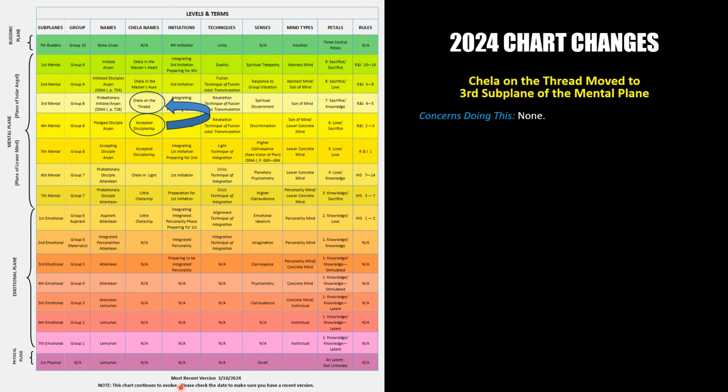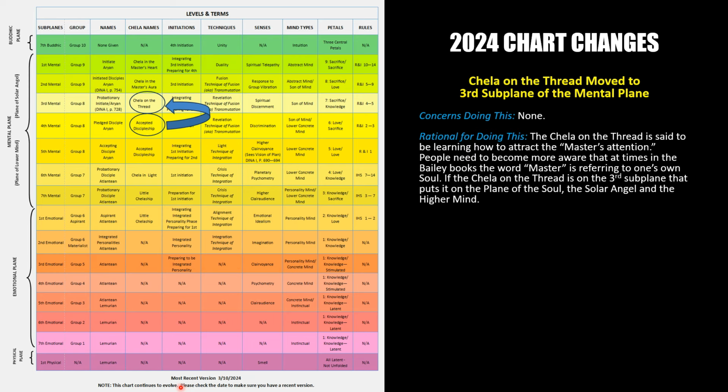My concerns for doing this, I don't have any. The Chela on the thread is said to be learning how to attract the master's attention. Now, people need to become more aware that at times in the Bailey books, the word master is referring to one's own soul. If the Chela on the thread is on the third subplane, that puts it on the plane of the soul, the plane of the solar angel, and the higher mind.